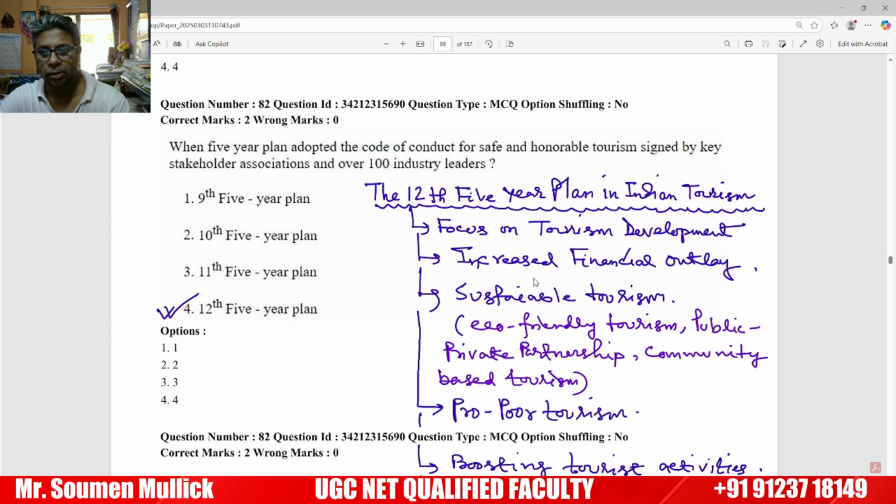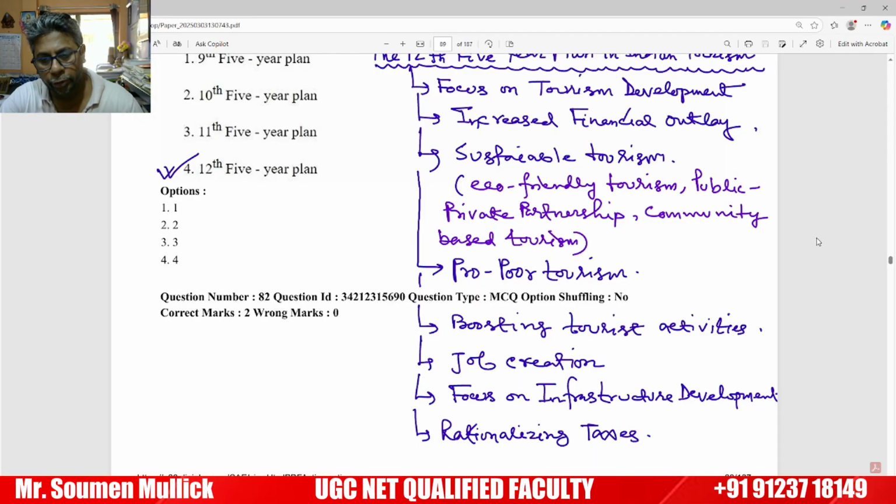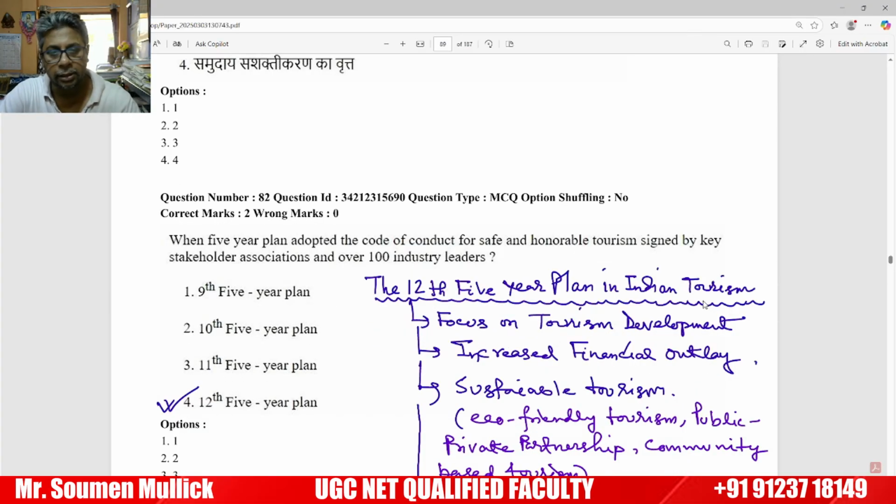The main focus areas of tourism development: increase financial outlay, sustainable tourism, which means eco-friendly tourism, public-private partnership, community-based tourism, promoting tourist activities, job creation, focus on infrastructure development and rationalizing of taxes. So these are important aspects of the 12th 5-year plan of Indian tourism.